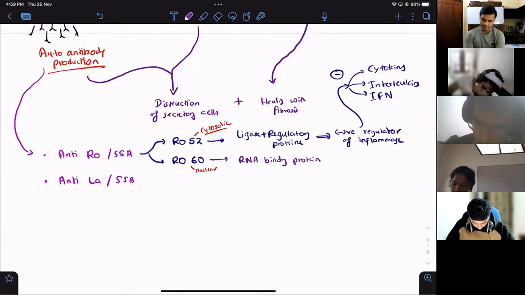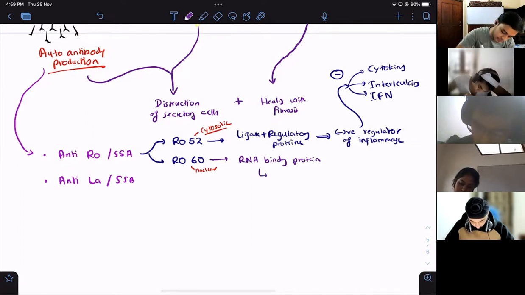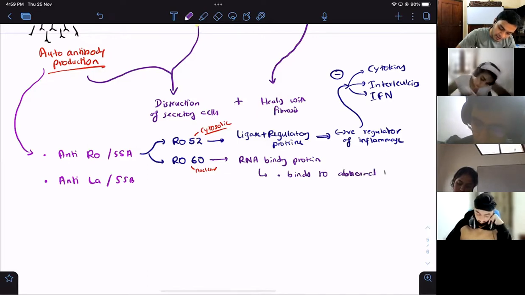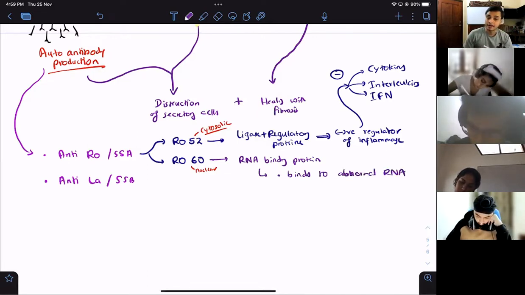What does this mean? What does it do? There are many different types of RNA binding proteins, guys. This specific Ro 60, what it does, you all can write it down. It binds to abnormal RNAs and corrects misfoldings.